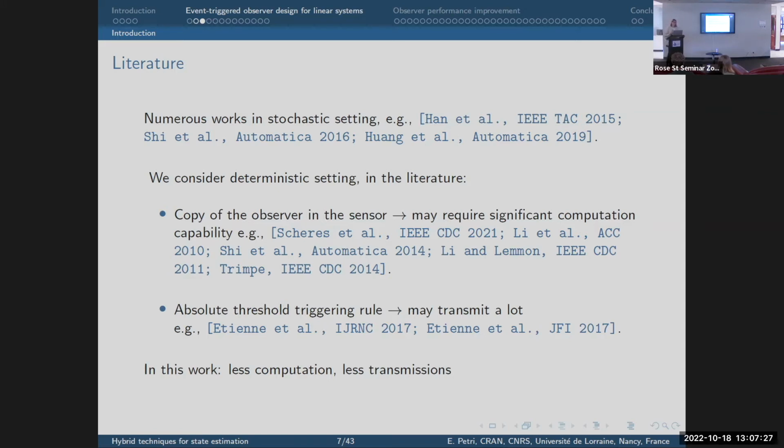So in this work, we will try to take the best out of the two. In particular, we want to reduce the number of transmissions compared to the absolute threshold triggering rule without requiring significant computational capability on the sensor. Indeed, we will ask the sensor to have enough computation capability only to run a scalar filter.